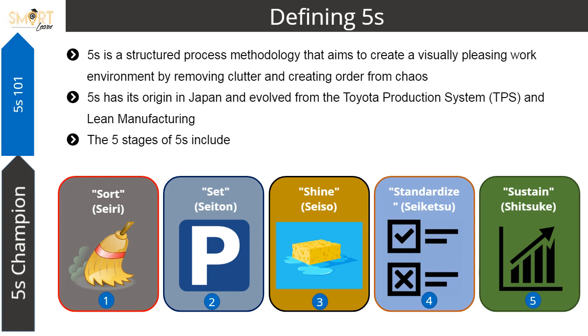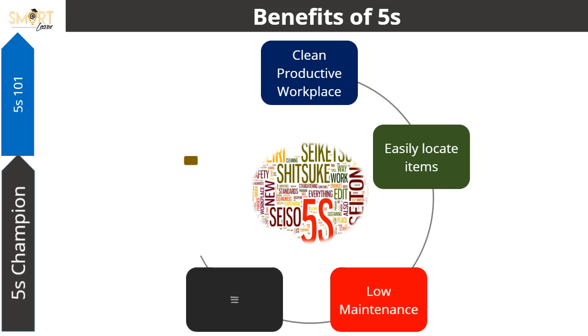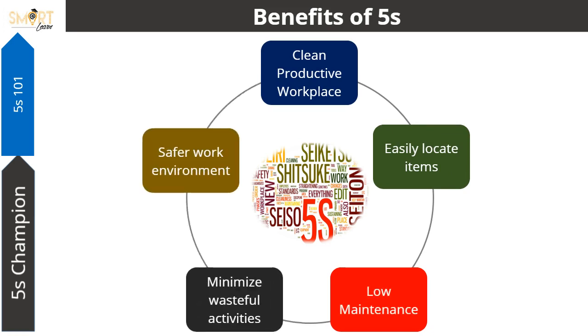The 5 stages of 5S include sort, or seiri, set, or seiton, shine, or seiso, standardize, or seiketsu, and sustain, or shitsuke. Some of the core benefits of 5S include a clean and productive workplace, the ability to easily locate or find items, low maintenance costs, minimization of wasteful activities, and the creation of a safer work environment.